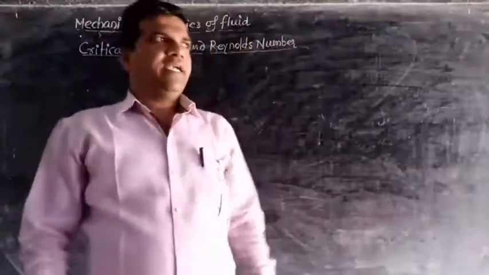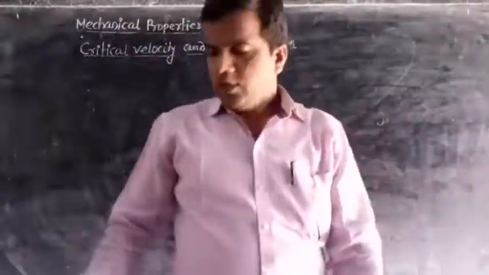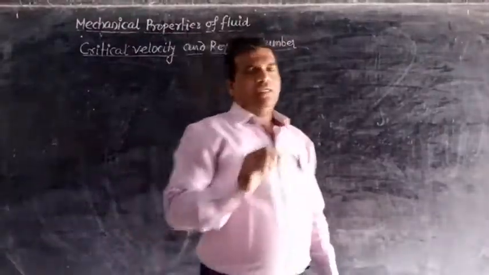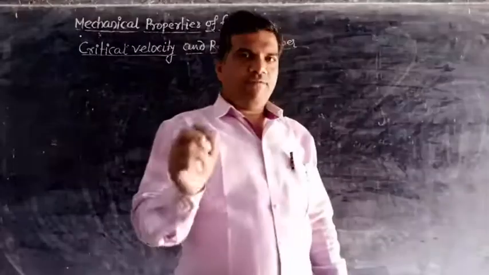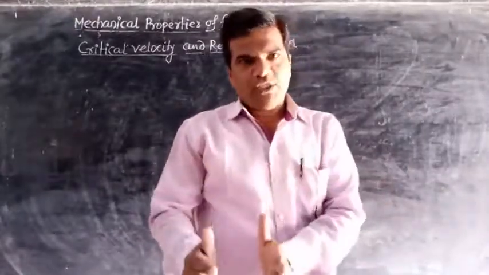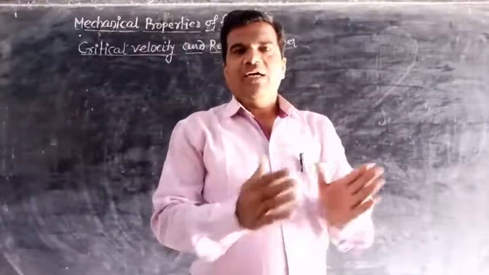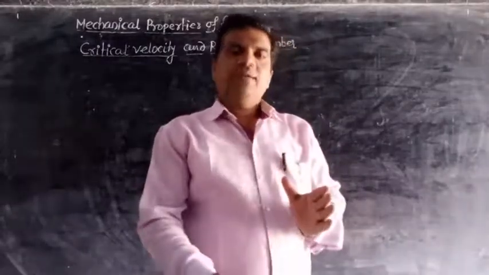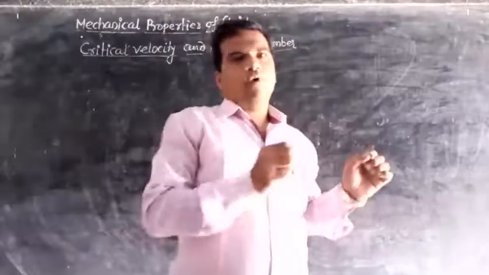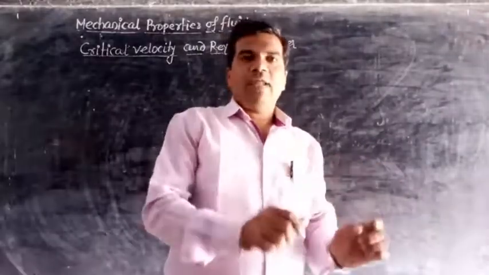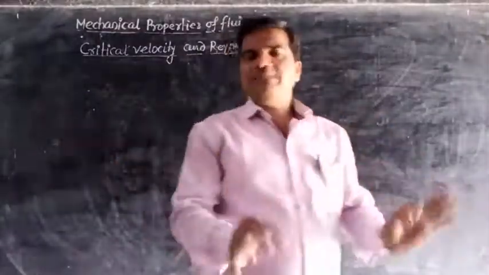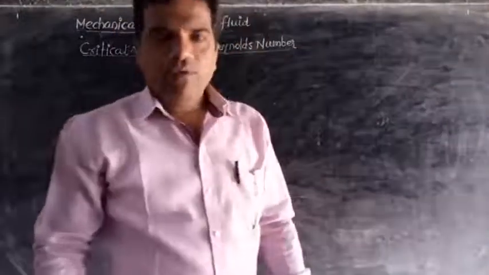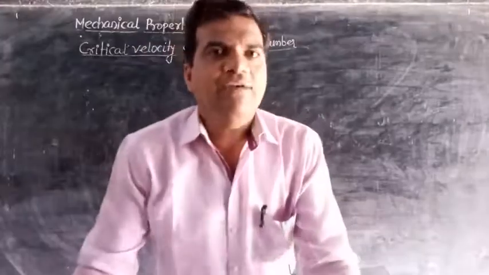Now we see critical velocity and Reynolds number. So what is critical velocity? Critical velocity is a certain minimum velocity of flow of liquid up to which the flow of liquid is a streamline flow, and above this certain minimum velocity the flow of liquid converts from streamline flow to turbulent flow, and this minimum velocity is called critical velocity. It is denoted by Vc, means V and suffix c.